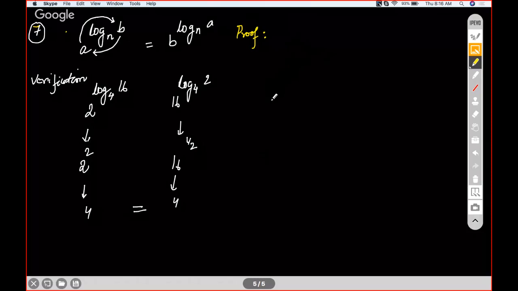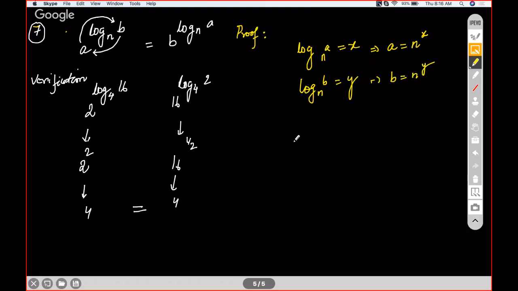Actually, no, you can help me out. Okay. See, you can say let log a to the base n be x and log b to the base n be y. Okay. So a is n to the power x, b is n to the power y. Yes or no?